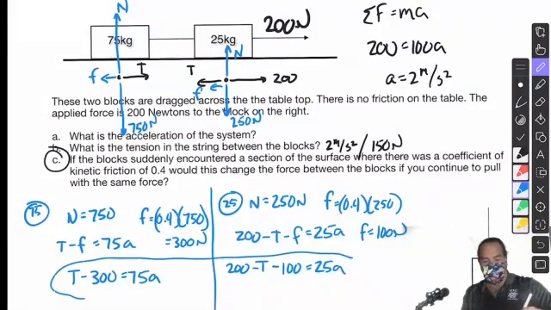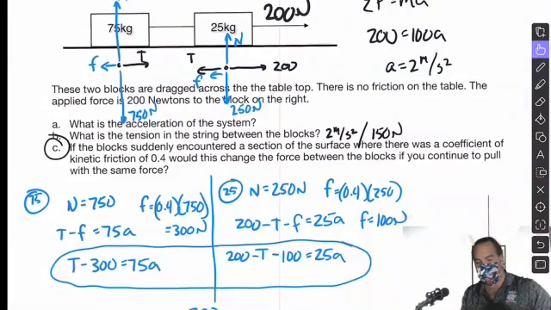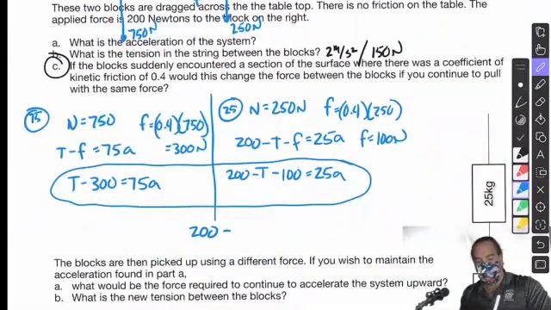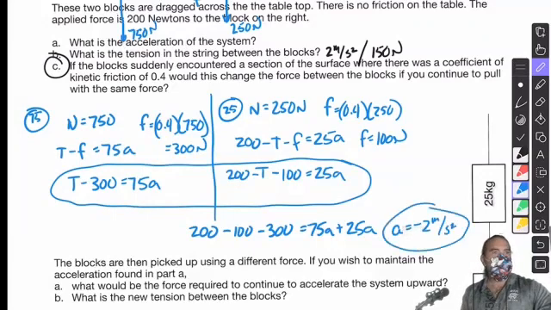I have two force equations now. I can add them together to get one force equation that has probably my acceleration in it. So when I do, the tensions cancel, but I get 200 minus 100 minus 300 equals 75A plus 25A. Tensions cancel. And A equals -2 meters per second squared. How are we doing there at home? Any questions yet?